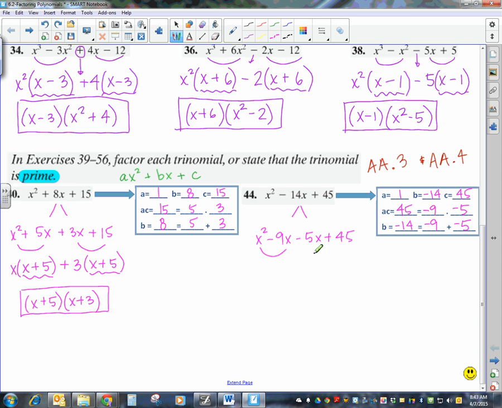Again, I'm grouping the first two, grouping the last two, taking out my common factor of x, and that leaves me with x minus 9. Always bring down that sign. And these two have a common 5, leaving me with x minus 9. You should hopefully see that these terms are going to be the same. So again, multiply back out if you're not sure. Minus 5 times x is minus 5x. Minus 5 times minus 9 is positive 45. So my common factor is x minus 9. I bring that out, x minus 9, and I'm left with x minus 5.